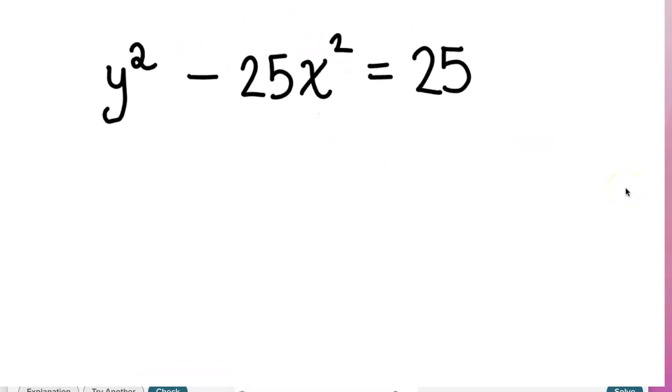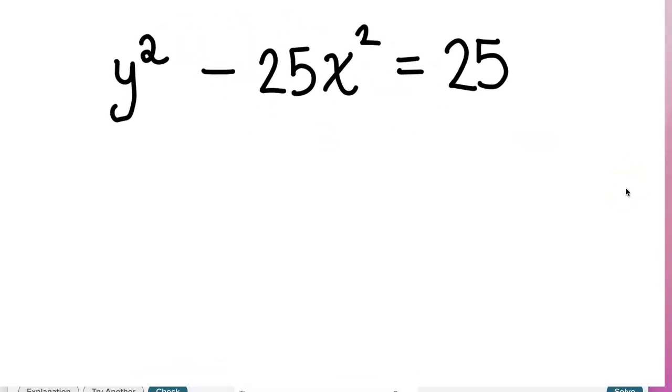Now, if you want to have a hyperbola, you need to have one on the right-hand side. Do I have one on the right-hand side? Oh, no, I don't. So I am going to divide everything by 25, because 25 divided by 25 is 1. So divide everything by 25.